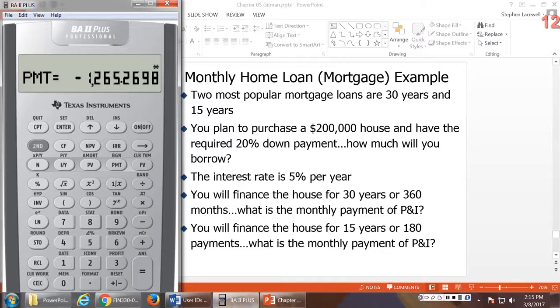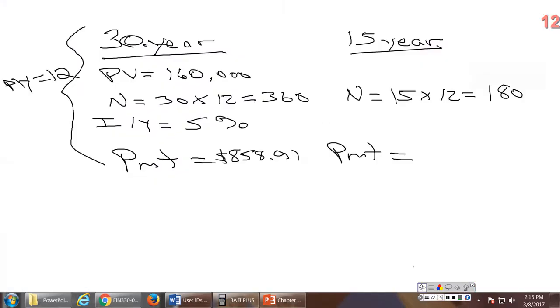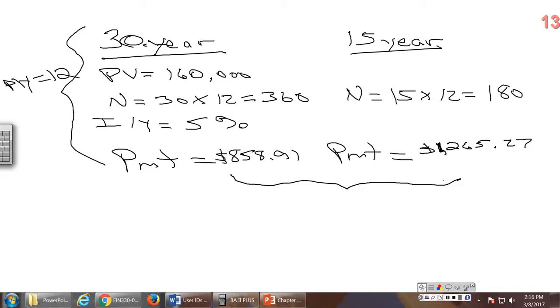So the $1,265.27, if I go back over here and subtract, you can see that the difference here is $406.36. So $406.36 difference on the 15-year mortgage versus the 30-year mortgage.